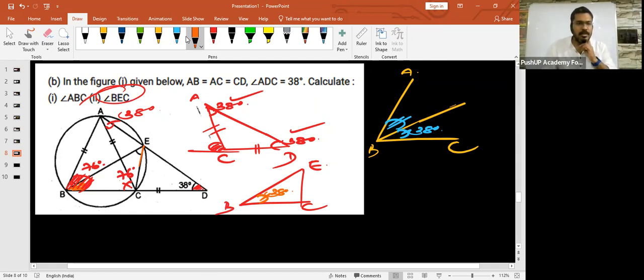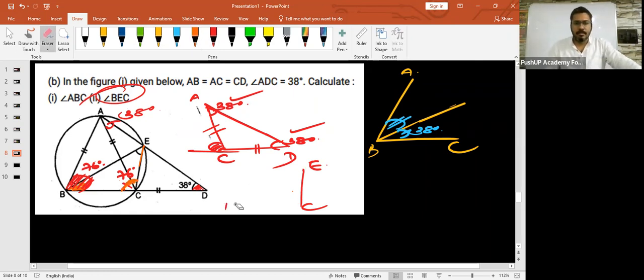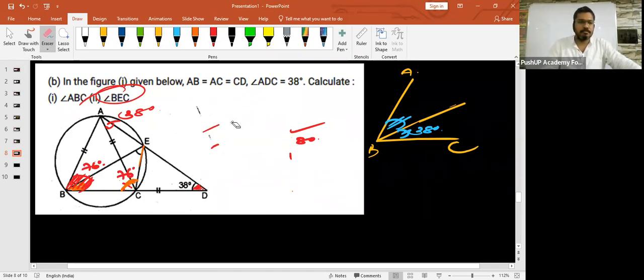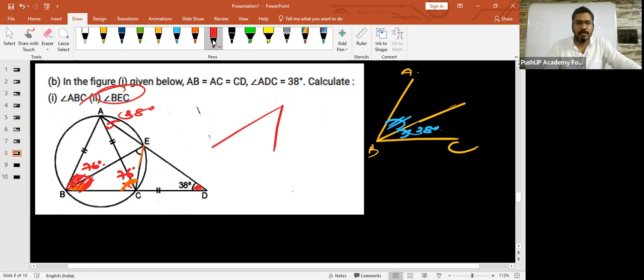Oh, no. We don't know this whole angle. Yeah, we'll find it. I just misinterpreted the question. Sorry. Just a minute. All right. So they are asking us to find angle BEC. This angle. Let me draw it so that I get some clarity on the question. We already know how much is this angle, 38 degrees.